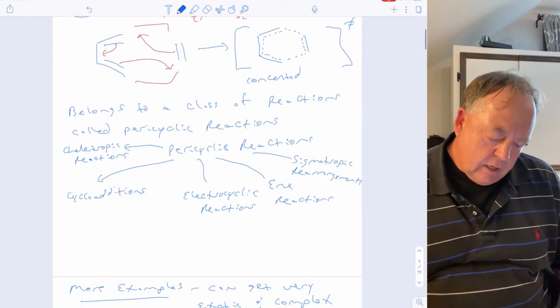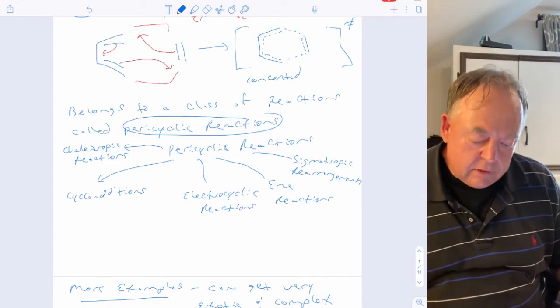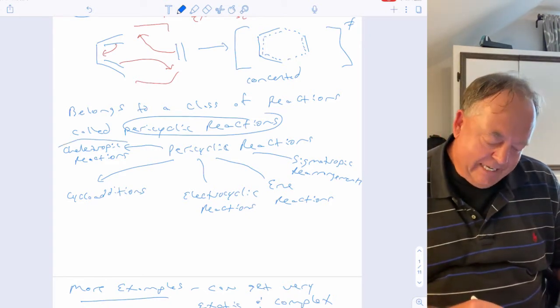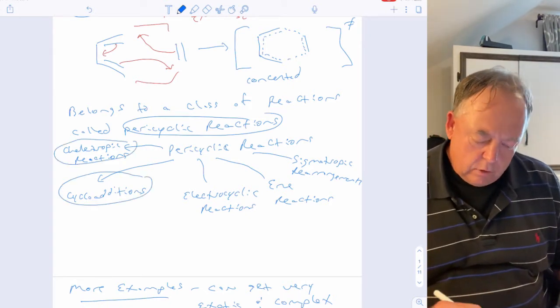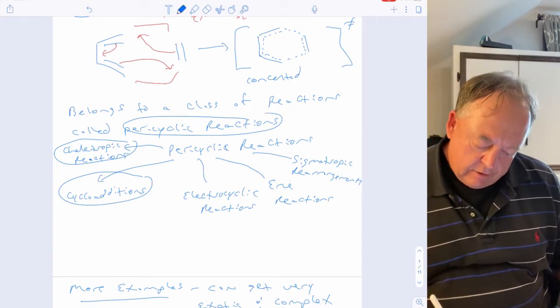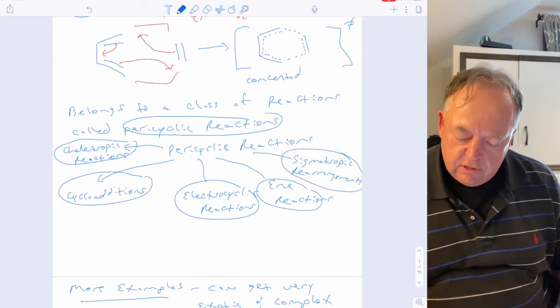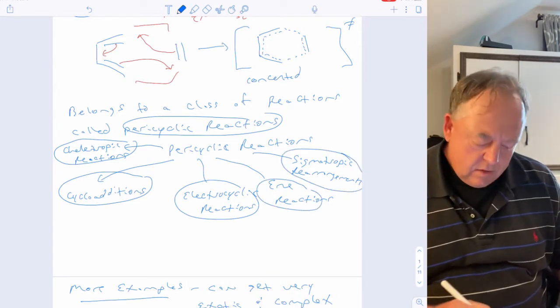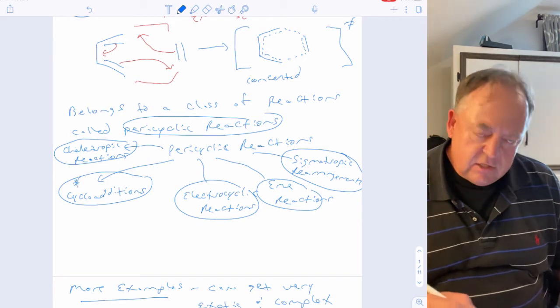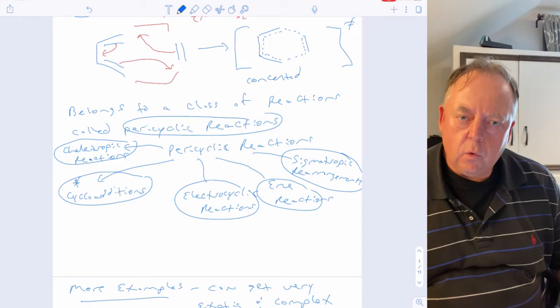This belongs to a class of reactions called pericyclic reactions, and there are a lot of different types of pericyclic reactions. There are what are called cheletropic reactions. The one that we're looking at is what's called a cycloaddition. There are electrocyclic reactions, ene reactions, and sigmatropic rearrangements. We're not going to cover all of those. We're probably only going to talk about cycloadditions. The other ones typically get covered in a graduate level organic chemistry course.